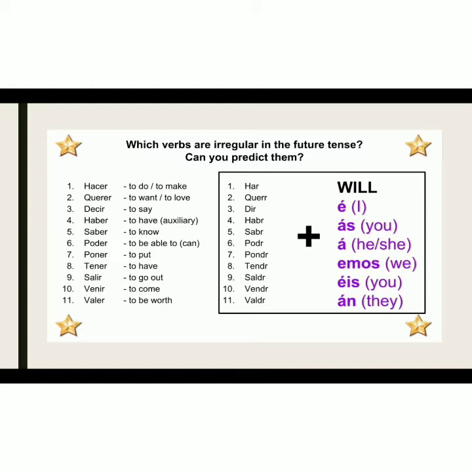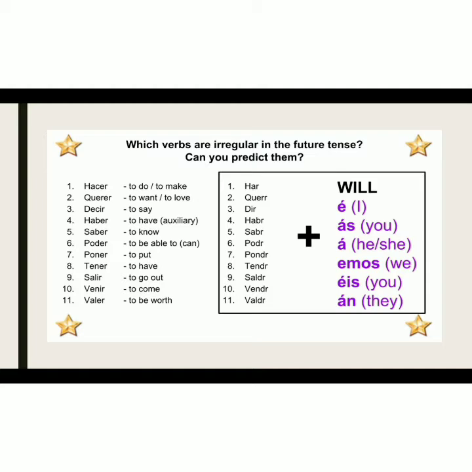Let's take a look at this list of irregular verbs. 1. Hacer, to do or to make. 2. Querer, to want or to love. 3. Decir, to say or to tell. 4. Haber, to have, and it is used as a helping verb, also called an auxiliary. 5. Saber, to know. 6. Poder, to be able to or can.